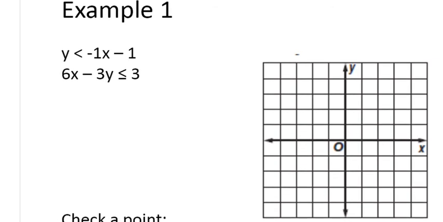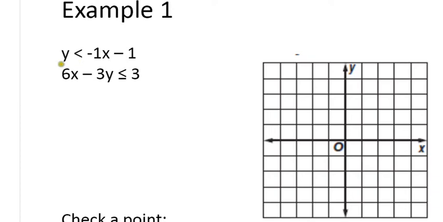So in example 1, what we want to do is write down these two inequalities. y is less than negative 1x minus 1, and 6x minus 3y is less than or equal to 3. Our goal today is to graph these accurately so that we can find what the solution is graphically to this system of inequalities.